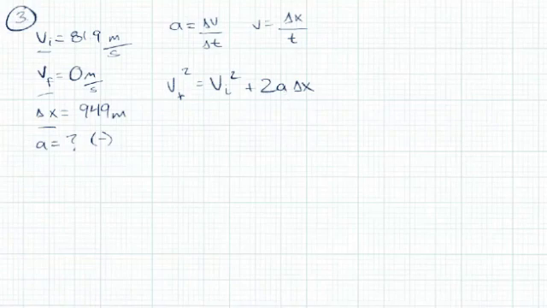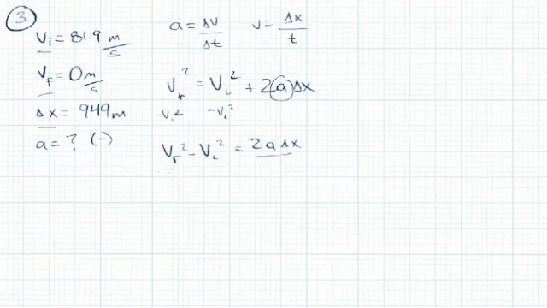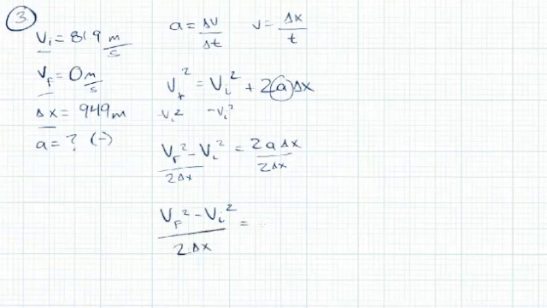And so since we're solving for a right here, acceleration, let's move these things around. Let's subtract vi squared from both sides, minus vi squared. So it's going to be vf squared minus vi squared equals 2 times a times delta x. Now we can divide both sides by 2 delta x, which leaves us with vf squared minus vi squared over 2 times delta x equals our a, acceleration.